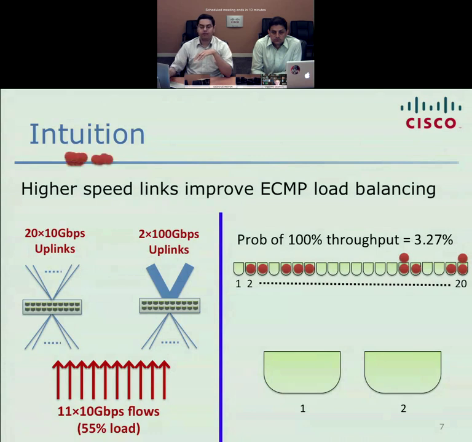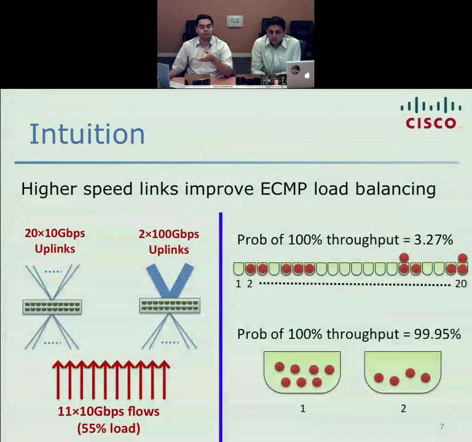Whereas in the other case, the only way that you can lose throughput is if all 11 balls land in the same bin. Anything other than that, the bins will be able to fit the balls. And the chance of getting 100% throughput in this case is very high, like 99.95%. This gives you some intuition about why, as we increase the fabric link speed relative to the access link speed, we can improve the efficiency of ECMP load balancing.